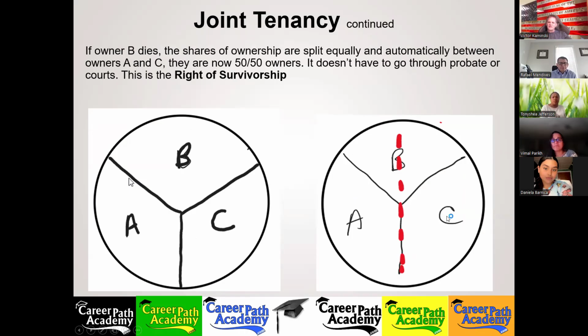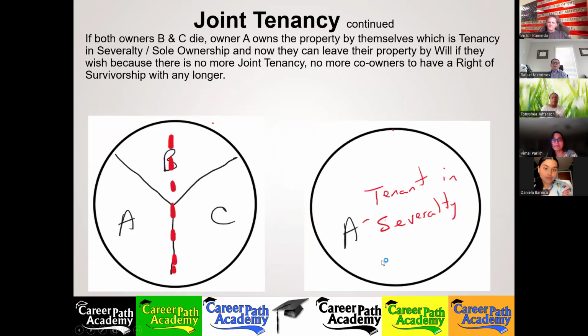Now, what happens if C dies? Same thing. A now is the sole owner, so they now own it in severalty, and now they can leave it in their will to their heirs because there's no more joint tenancy. You follow?